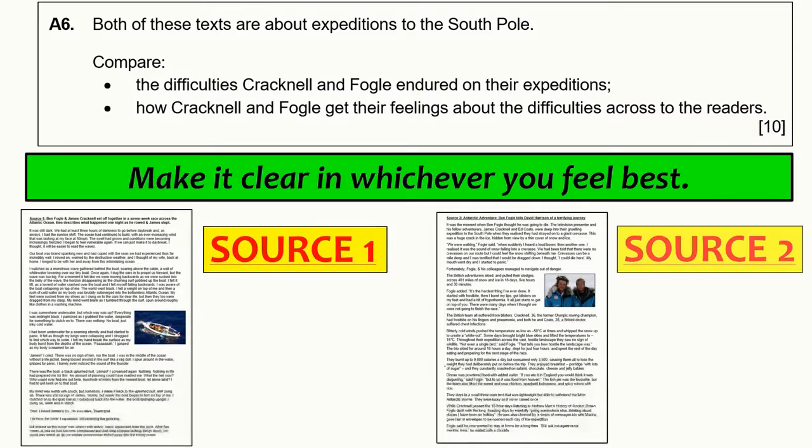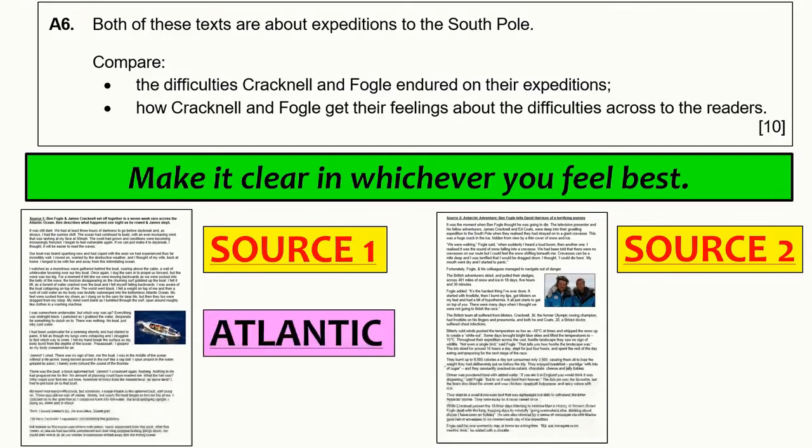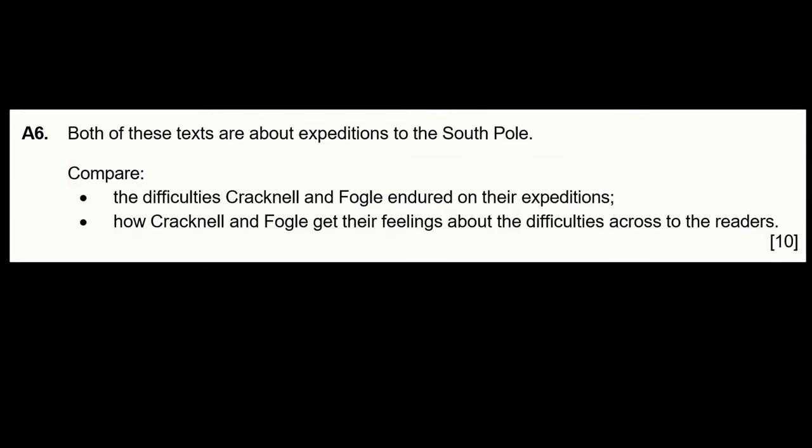Like we've talked about before, you could call them source 1, source 2. In a normal exam, you could refer to the extracts by their surnames. But again, I'm just going to use the one about the Atlantic Ocean, I'm going to call Atlantic, and the one about the South Pole, I'm going to call South Pole.